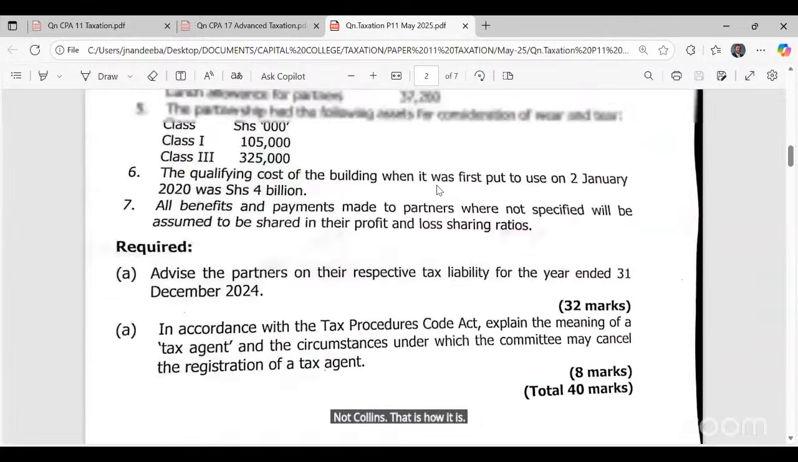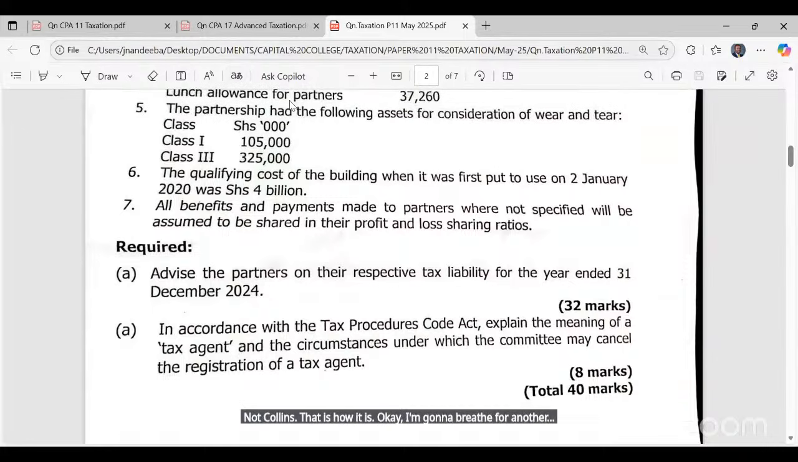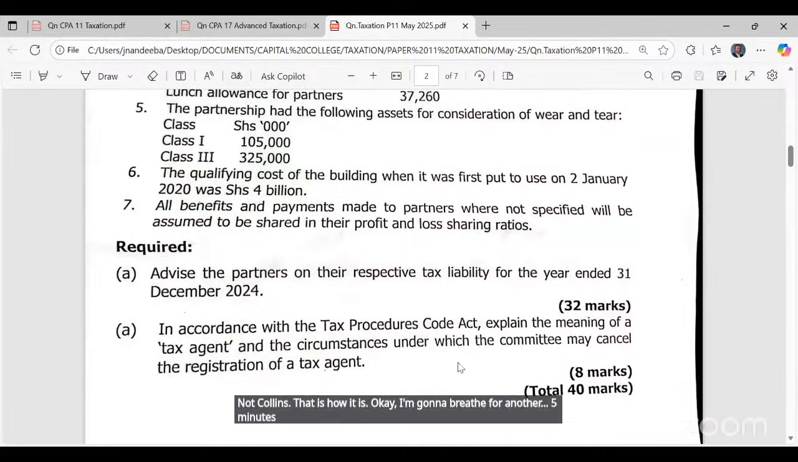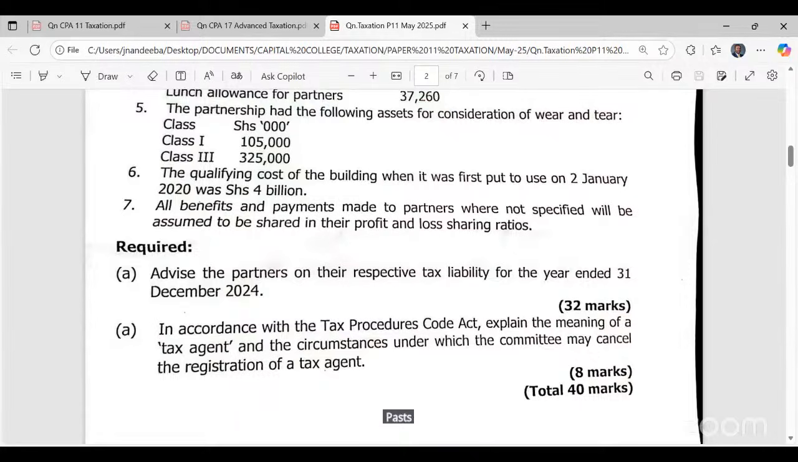Okay, again, breathe for another 5 minutes. So at 30 minutes past 4, we are going to look at rental tax.